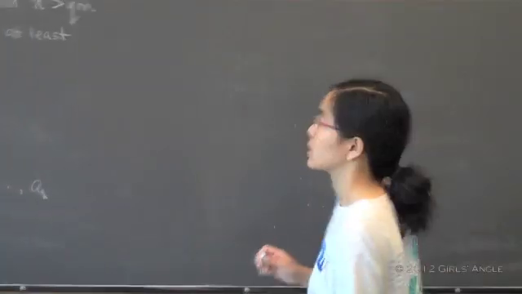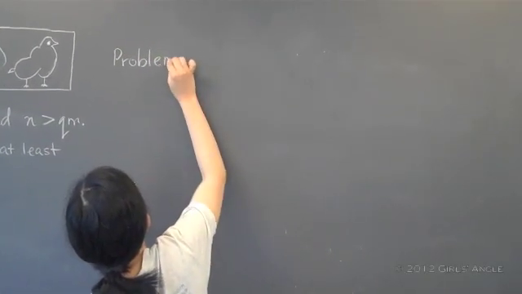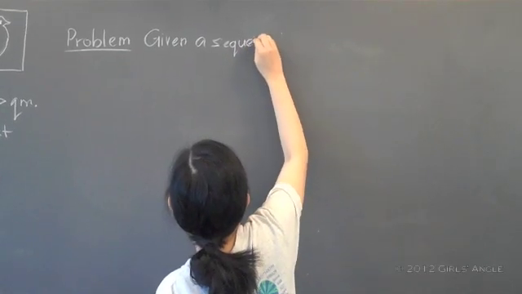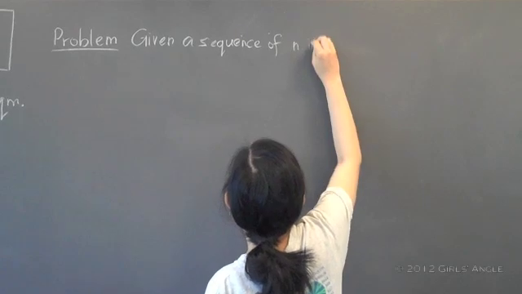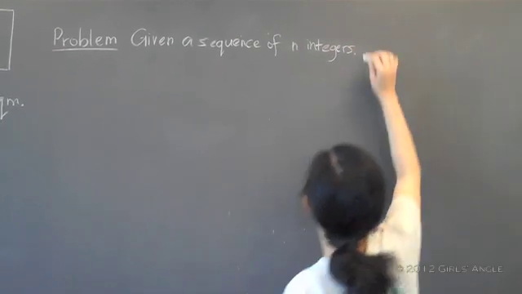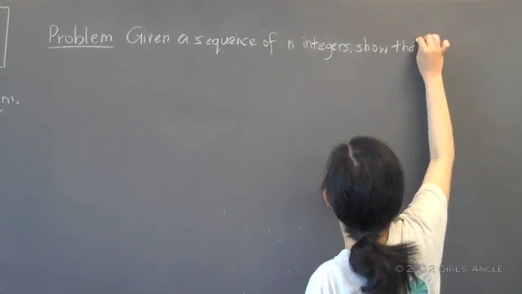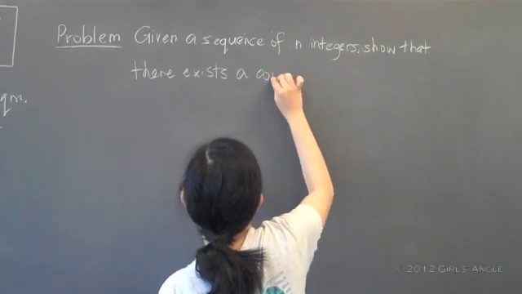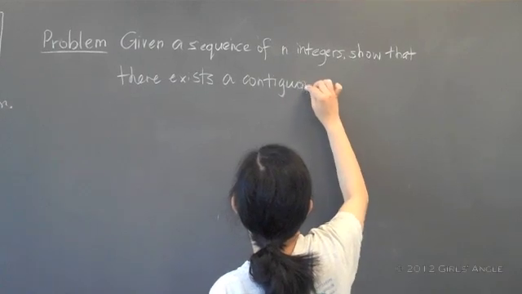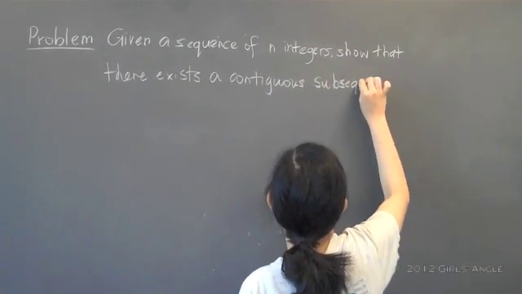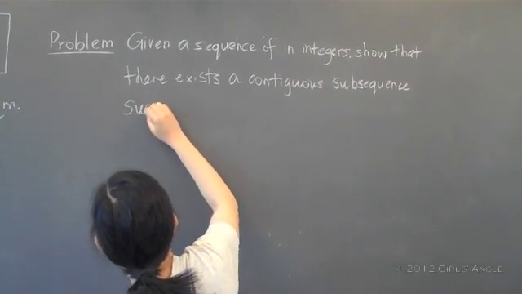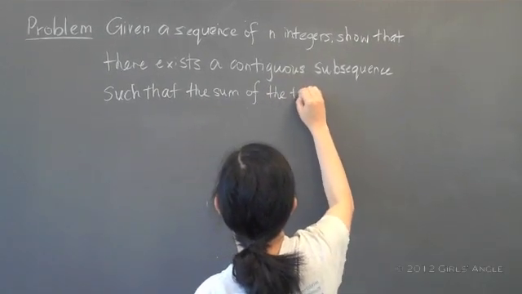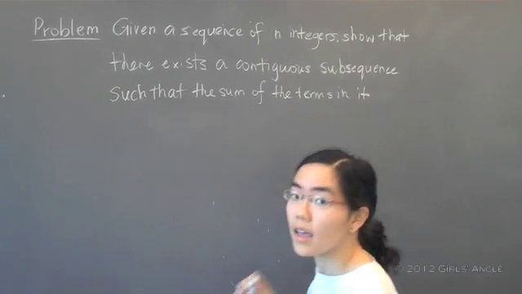So let me now introduce the second problem. Given a sequence, we want to show that there always exists a contiguous subsequence such that the sum of the terms in it is divisible by n.